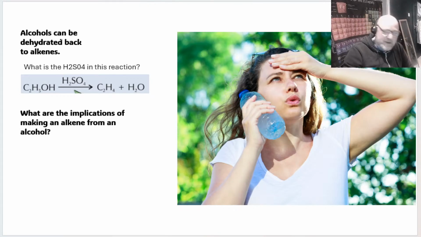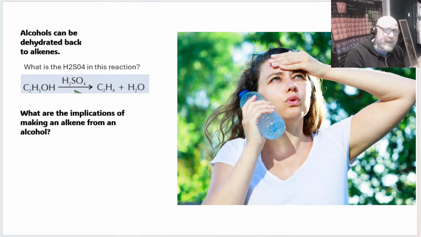Okay, let me go through dehydration of alcohols to alkenes. Alcohols can be dehydrated back to alkenes. What is the H2SO4? That's just asking you. This is a catalyst, so we can turn them back to ethene. Now, this has implications for making ethene from alcohol.